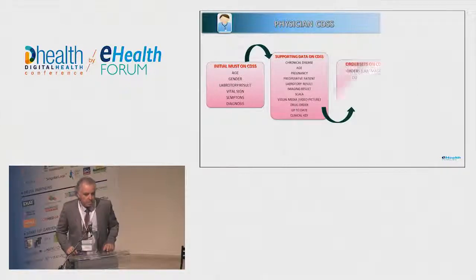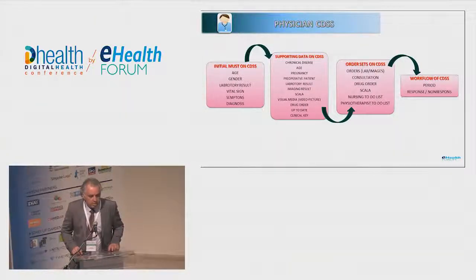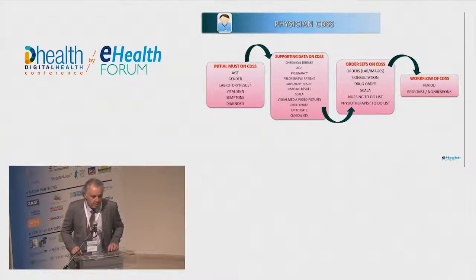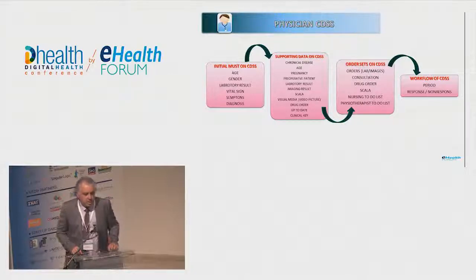This is how physician decision support works. There is an initial must for decision support. This data is coming from the first screen, that structured anamnesis screen: age, gender, laboratory results, vital signs, and symptoms and diagnosis. And it triggers the supporting data on CDSS, the chronic disease, age, pregnancy, whatever. And then triggers the order sets on CDSS, and then gives you a workflow on CDSS.